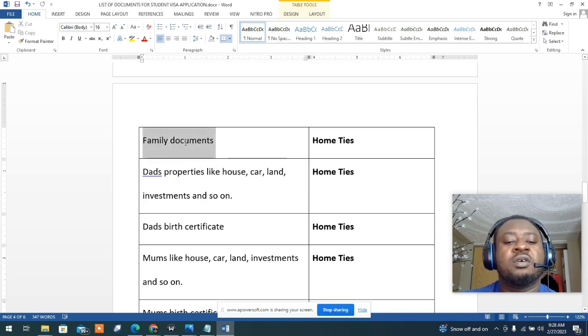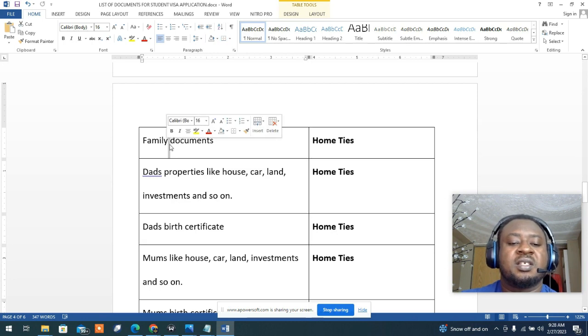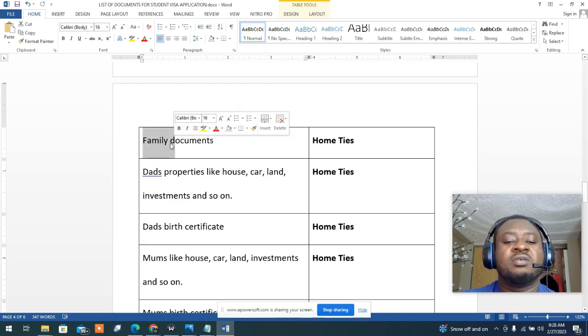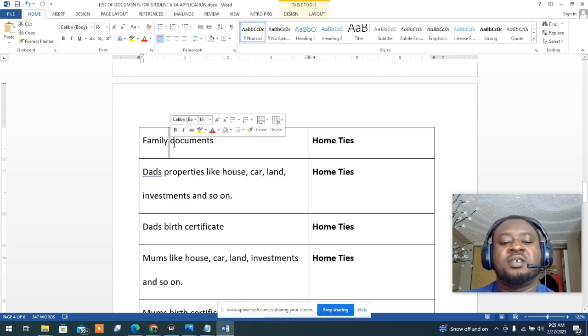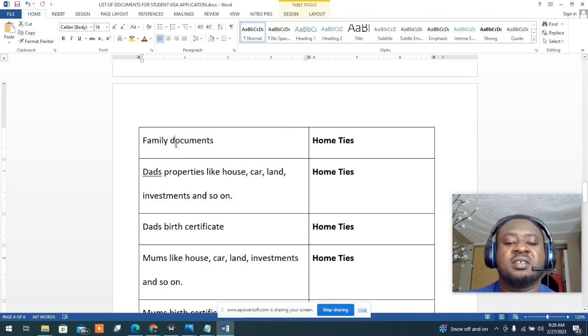Now, if you're married, especially if you are married, the family here means your immediate family. If you are the wife, then you're applying yourself, your husband, and your kids. But if you are single, we're talking about your father and your mother. But even if you are married, you want to include your husband, yourself, your parents. It's still welcome. It's a strong home tie that yes, you have people in your country that you will definitely return to after your studies.